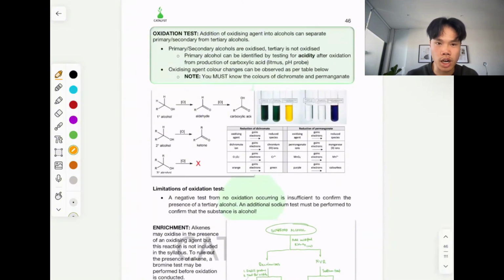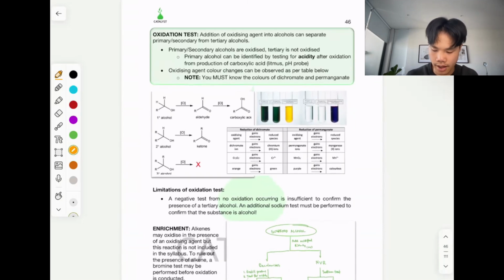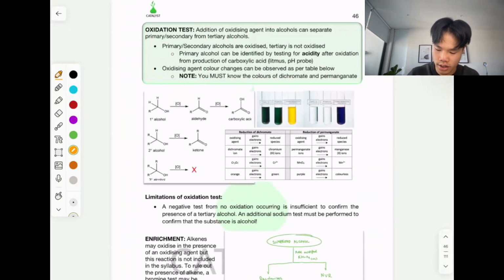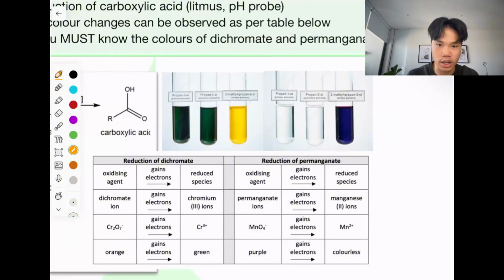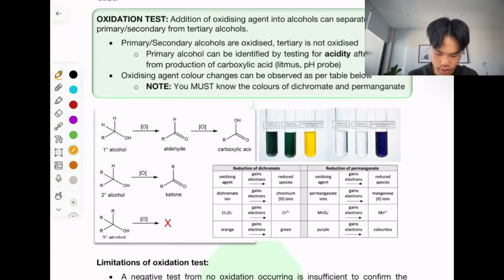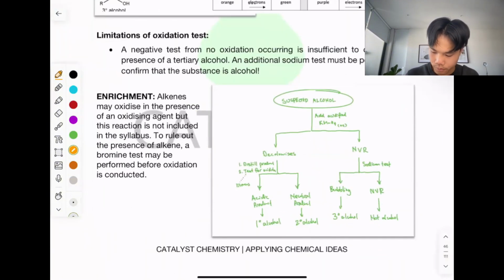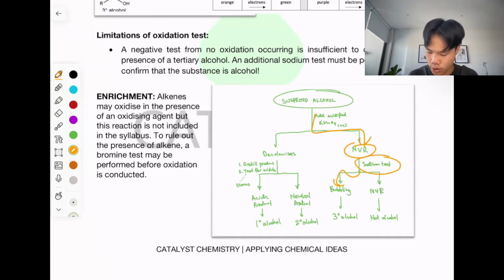Oxidation allows you to separate primary and secondary from tertiary, and you're looking at the color change, whether it does change or whether it doesn't. You should always acknowledge that if you don't know your substance is an alcohol for sure, and you have a negative result from an oxidation test, it may still be something that is not an alcohol. So if you want to be sure, when you get no visible reaction from an alcohol being oxidized, you do a sodium test to confirm whether it's a tertiary alcohol or actually something else.